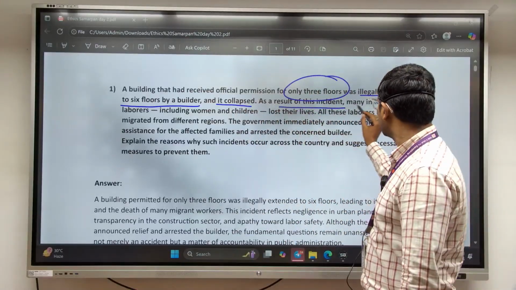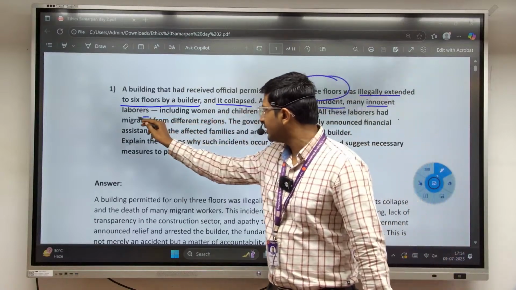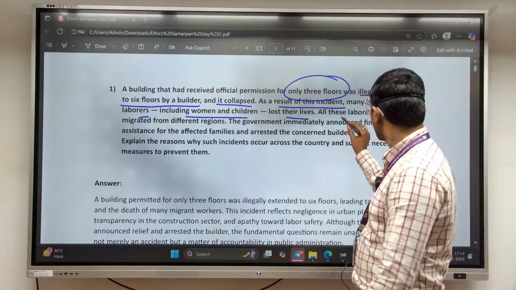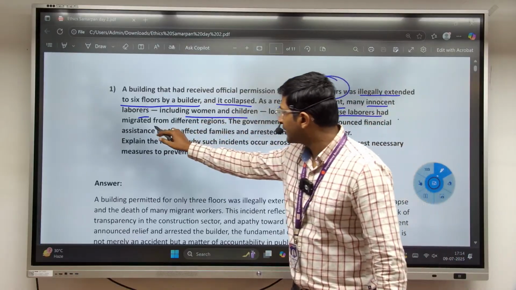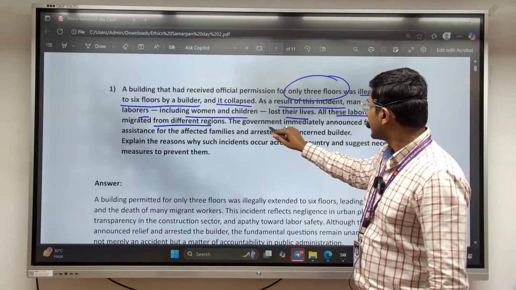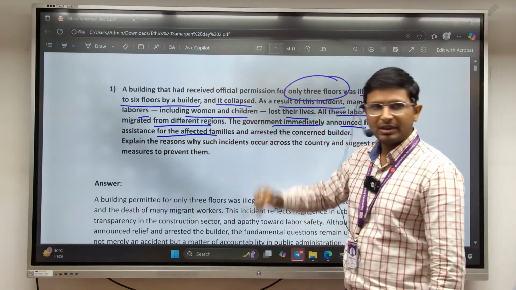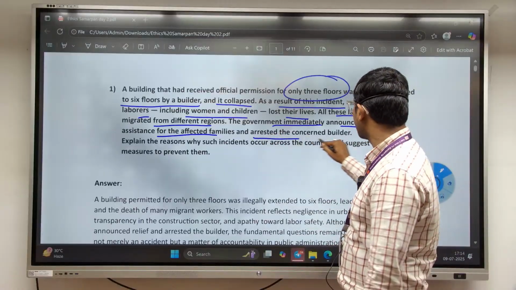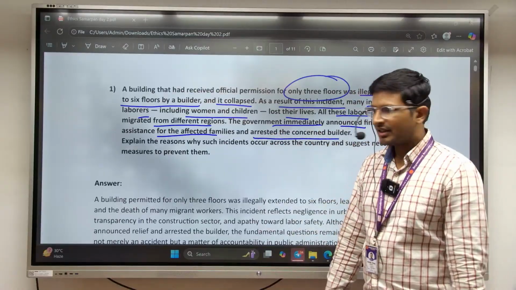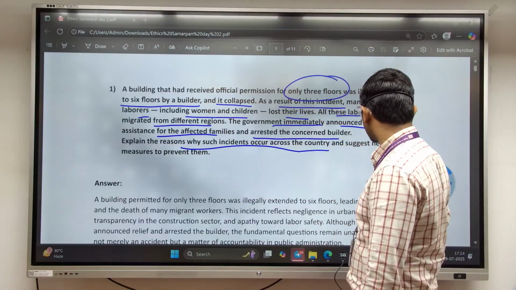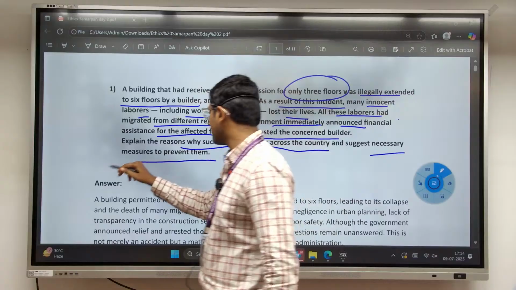As a result of this incident, many innocent laborers, including women and children, lost their lives. Some people even died. All these laborers had migrated from different regions. The government immediately announced financial assistance for the affected families and arrested the concerned builder. Explain the reason why such incidents occur across the country and suggest the necessary measures to prevent it.